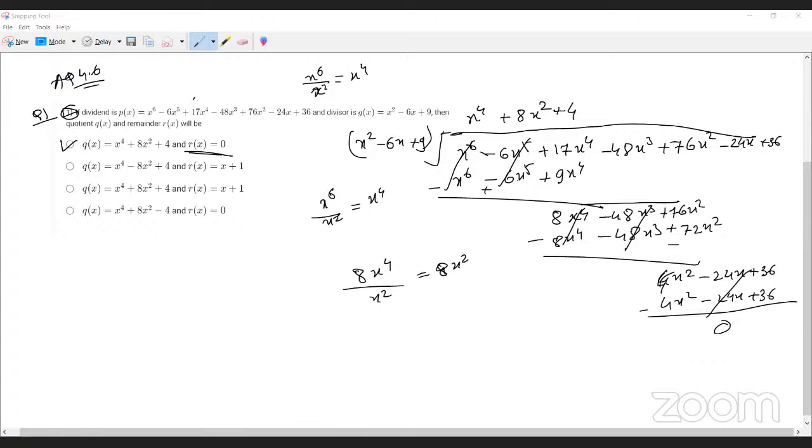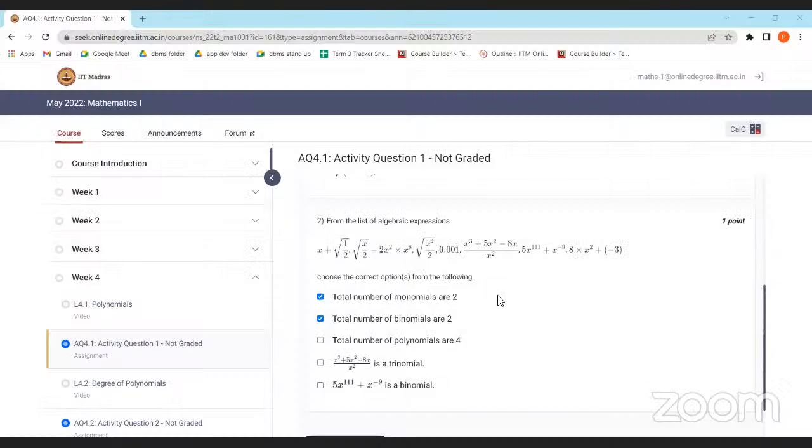Okay. Sir, I have a doubt in weekly assignments. I mean, activity questions. Activity 4.1, the second question, sir. Okay, just let me share my screen. This question.